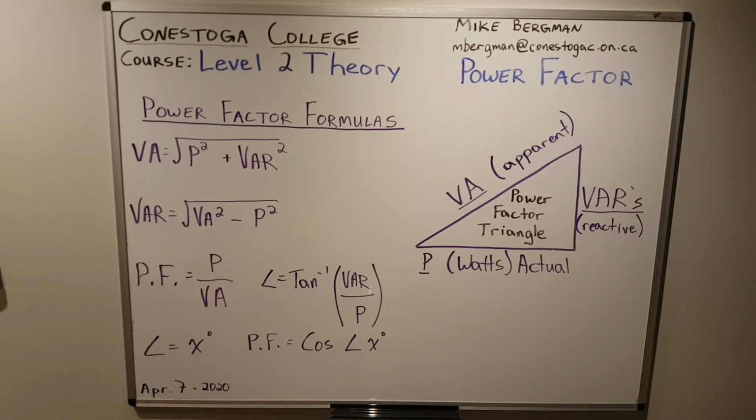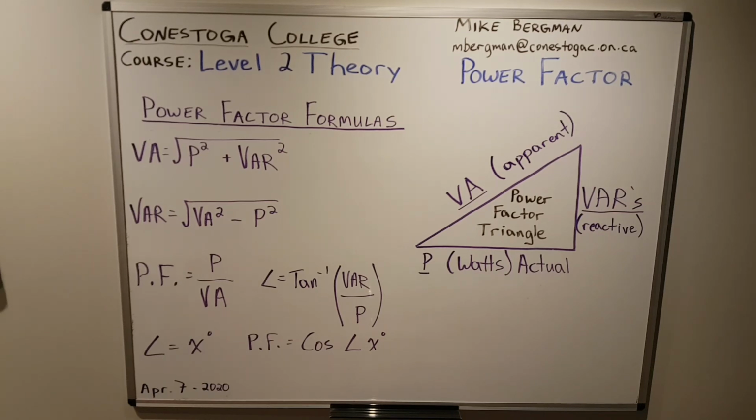Now, if we want to find out our phase angle, or our angle between the two, again, we're going to do what we've been doing to this point: tan inverse of VARs over P, or the vertical over the horizontal. That formula hasn't changed. And again, opposite over adjacent, if we want to call it that way.